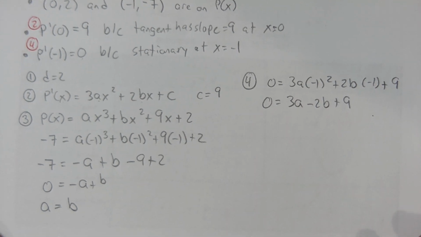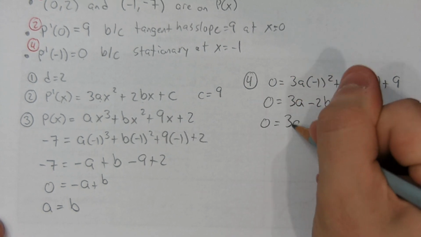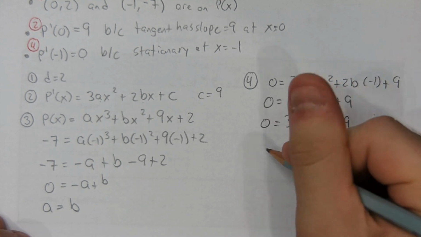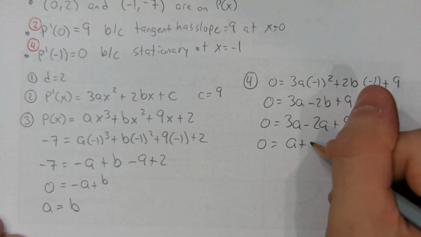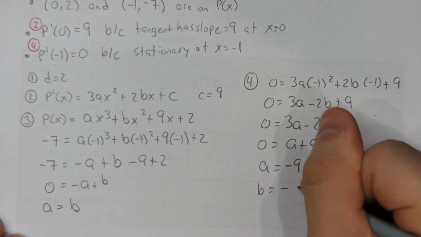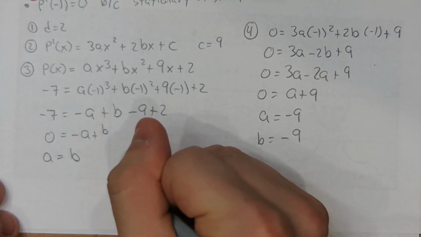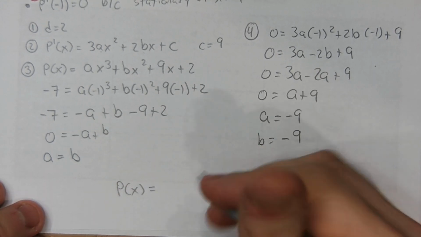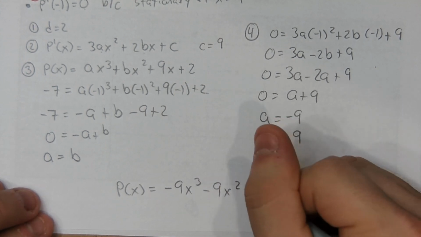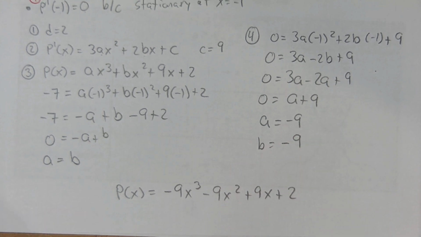And remember, A equals B. So that means B equals A. That means I can actually write it like this. 3A minus 2A, since they're the same, they're interchangeable, plus 9. So 0 is A plus 9. A is negative 9. B must be negative 9 because they're the same number. And there you have it. P of x equals, there's a lot of 9's, negative 9x to the third minus 9x squared plus 9x plus 2. Mic drop.